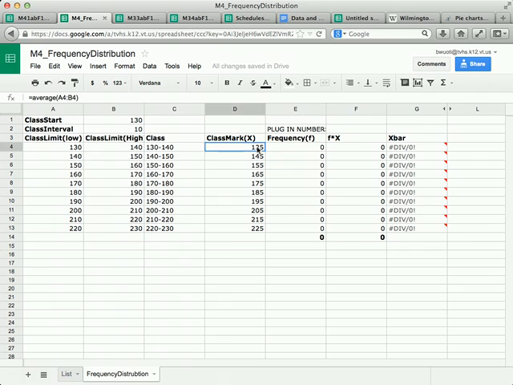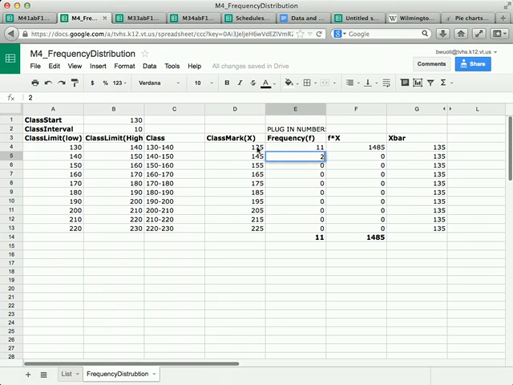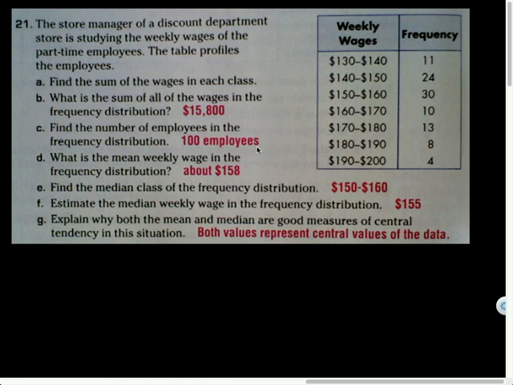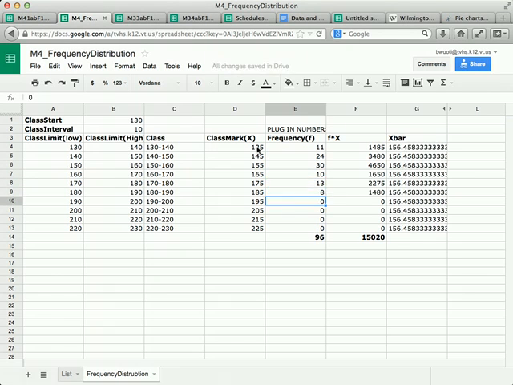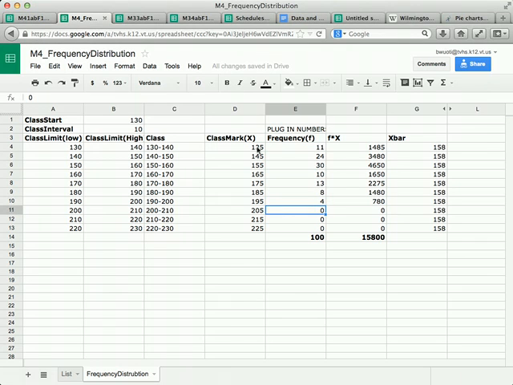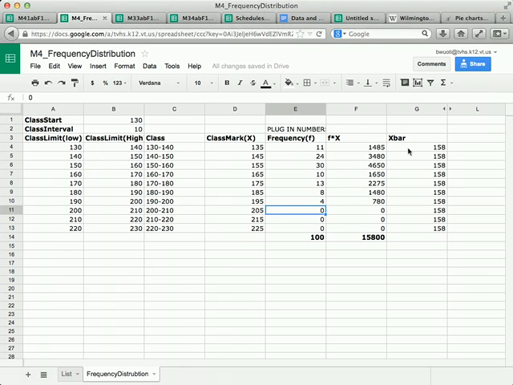And so the class mark, like Amber said, between 130 and 140 is 135. So let's find the frequency. Let's fill these out: 11, 24, 30, 30, and then 10, 13, 8, and 4. Bam. Right? So when they ask for part A, find the sum of the wages in each class, what number on my list would help me answer that?